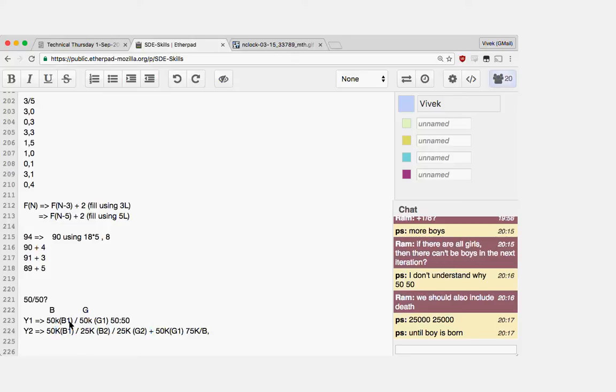Okay. What about the third year? You'll have 75K boys from the previous years, plus 25,000 divided by 2, which is 12.5K, right? Again boys, that's B3, and 12.5K G3, and so on. So every year, the number of boys born is the same as the number of girls born, and you add it to the total before. Every year you're only adding the same number of boys and girls to the overall population.